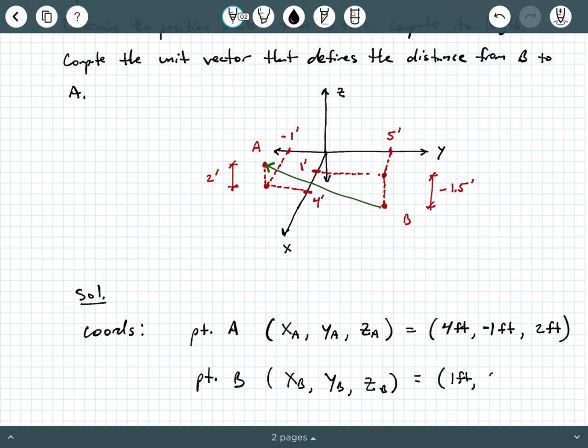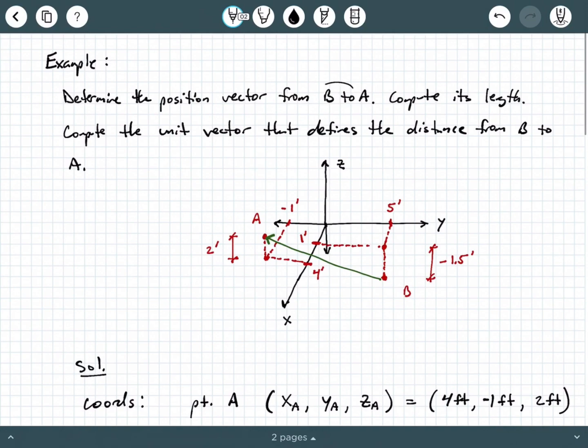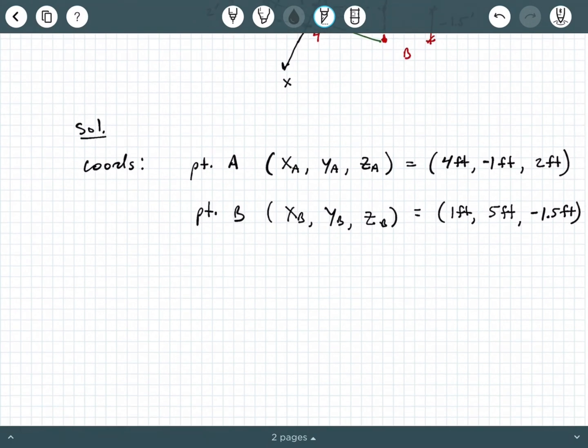Along the y-axis is 5 feet. And then along the z-axis, we went down below the origin by negative 1.5 feet. So these are our coordinates. Now we can write the position vector from B to A. Remember, the problem said from B to A, and we even drew that with our figure. We always say the second point minus the first point, right?